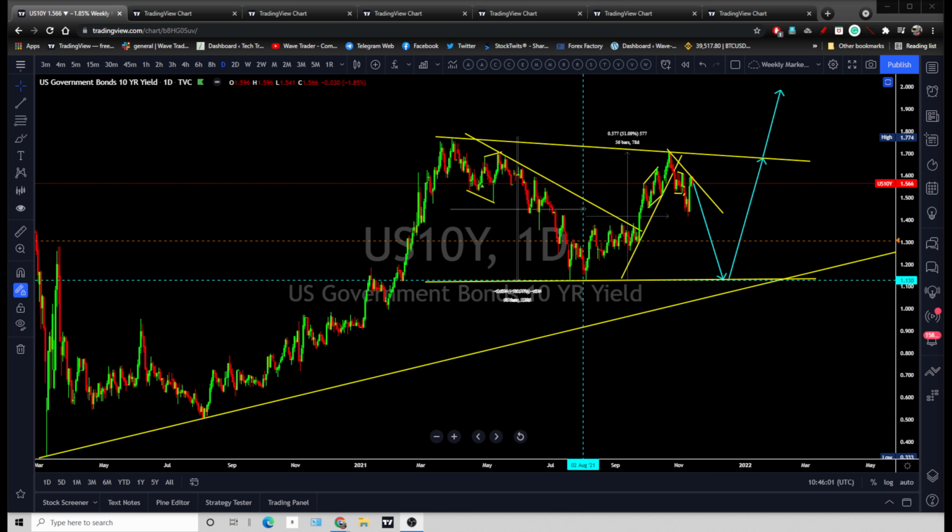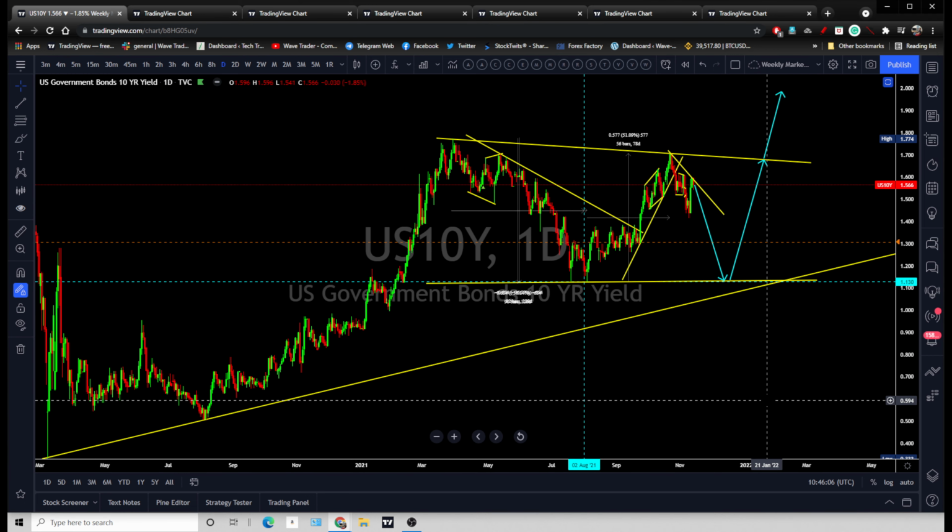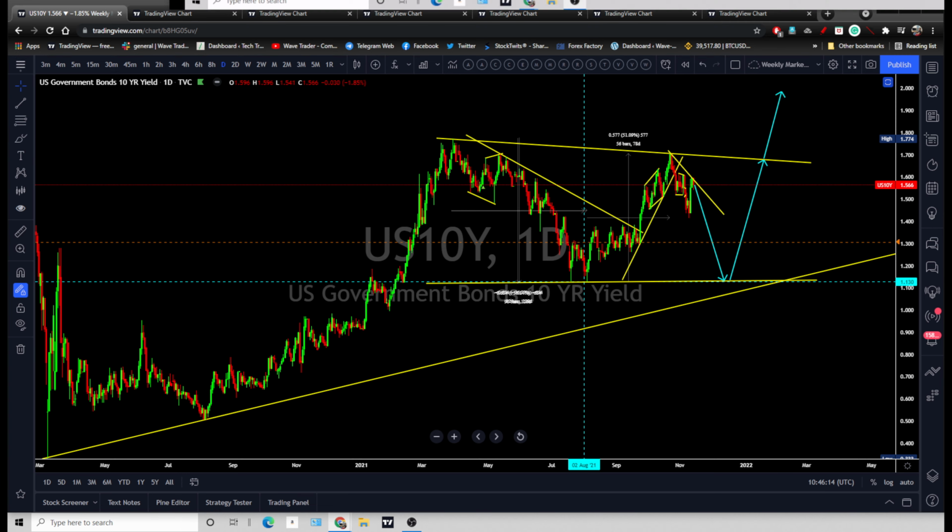So this is US 10 year yield. Hopefully you have seen the previous analysis on it. Okay, if you haven't, then let's look at the previous video analysis and then we're gonna talk about the update.